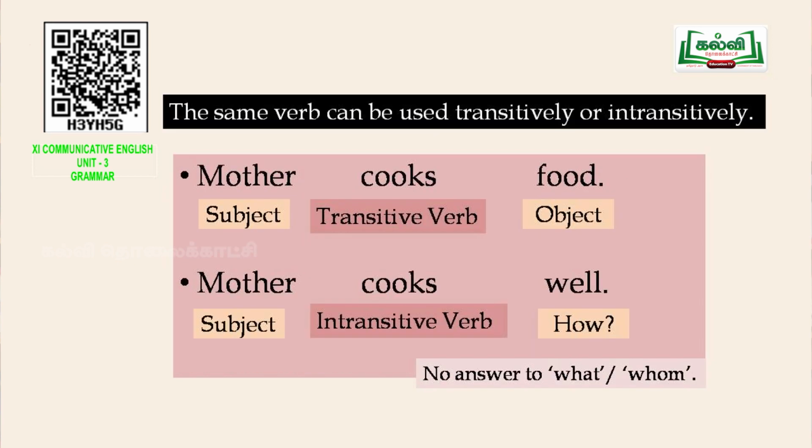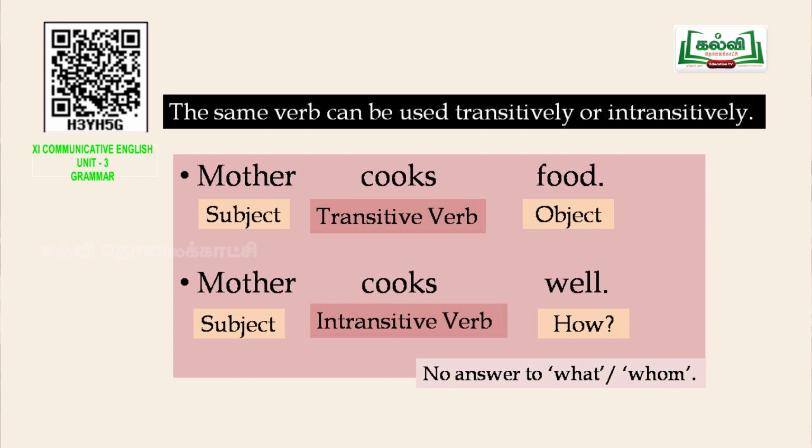For example, if I say cook, I could say mother cooks food. Mother cooks what? Food. Now how do we identify the object? Put the question what or whom to the verb. The answer obtained is the object. So mother cooked what? Food. So cook is a transitive verb in this sentence.